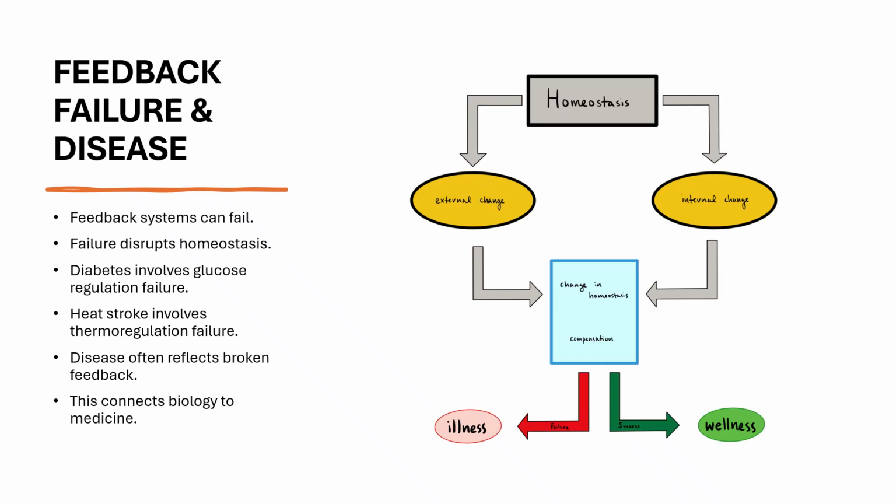When feedback systems fail, serious problems arise. Diabetes results from disrupted glucose regulation. Heat stroke occurs when thermoregulation fails. These failures prevent homeostasis. Exams often connect feedback mechanisms to disease. This is where biology becomes very real. Understanding feedback helps explain many medical conditions.